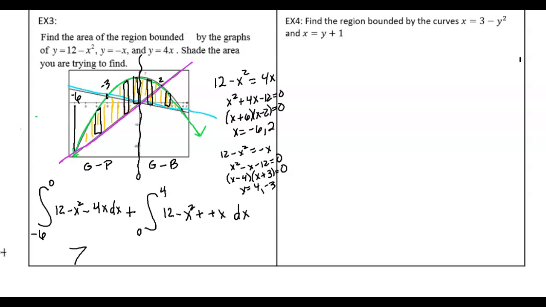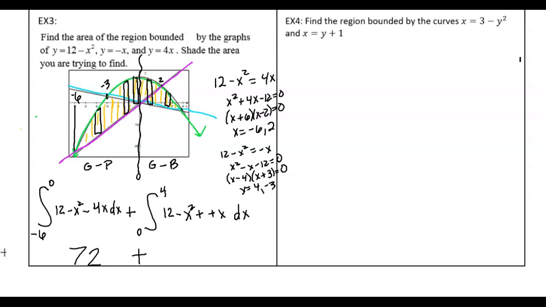Ooh, that's nice. I wasn't expecting that. Isn't that really odd? That curved region has an area of 72. I just think that's bizarre how math works.